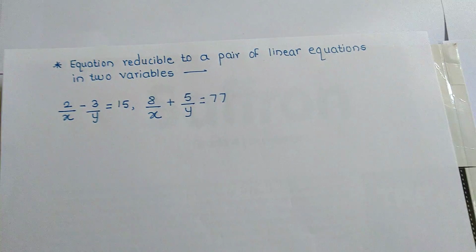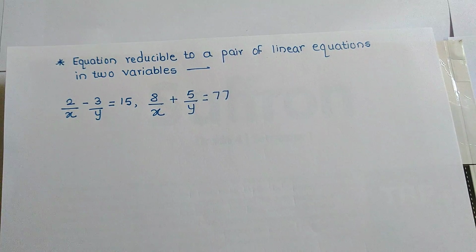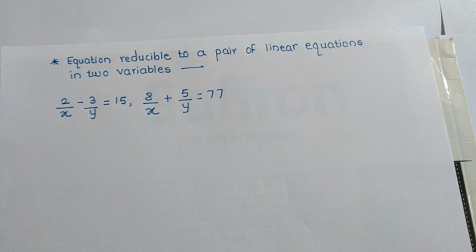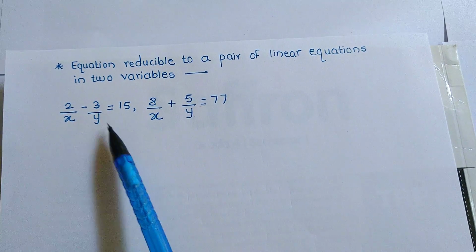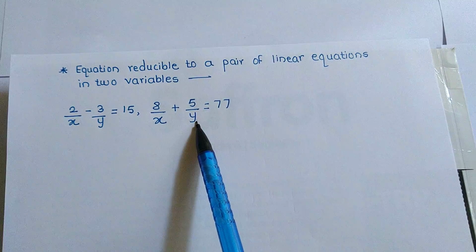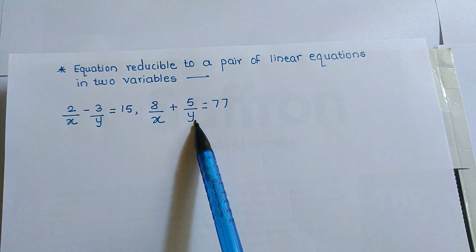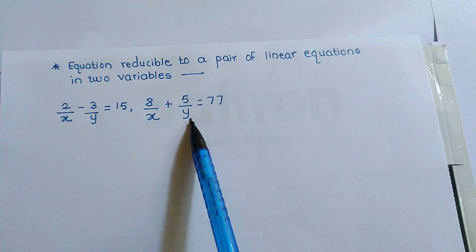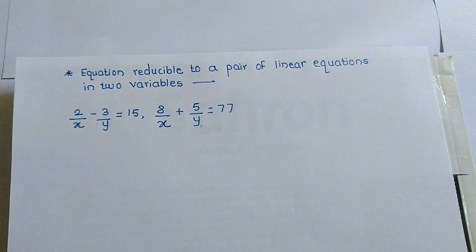In this video, we will see how to solve simultaneous equations which are not linear. Two equations are given here. If you analyze the equations properly, you will understand these equations are not linear equations. To solve such equations, we have to first reduce these equations to a pair of linear equations by making necessary substitutions.